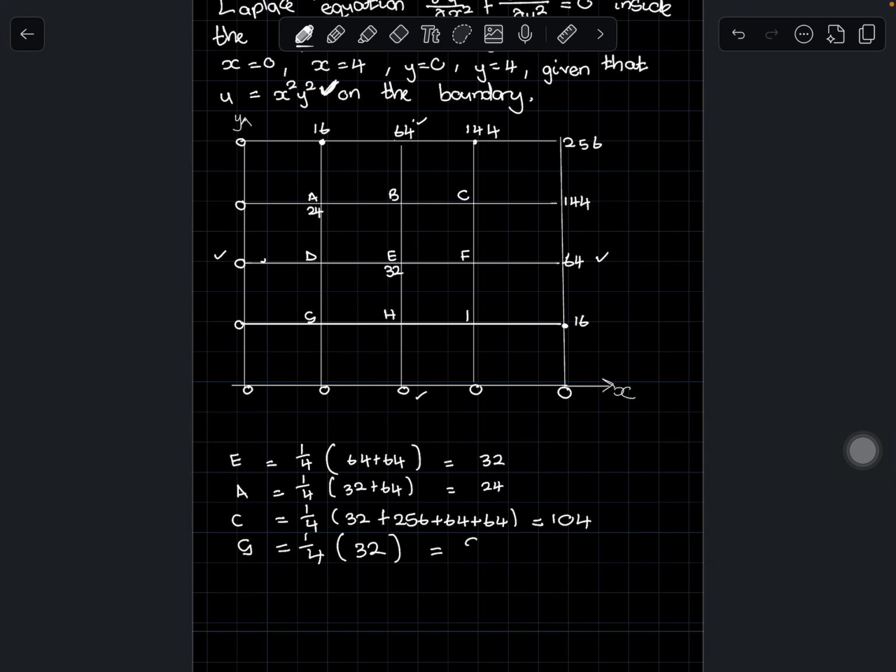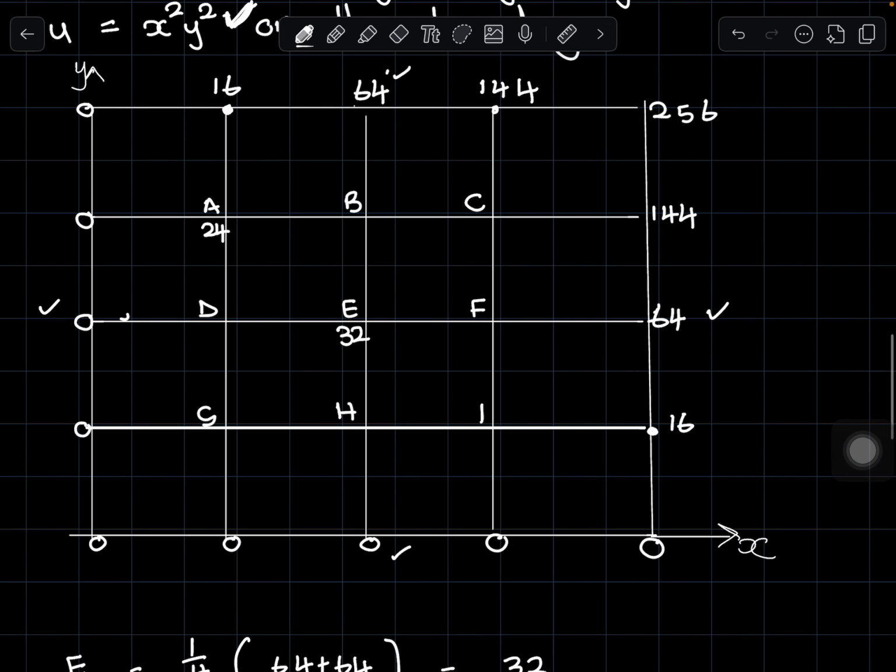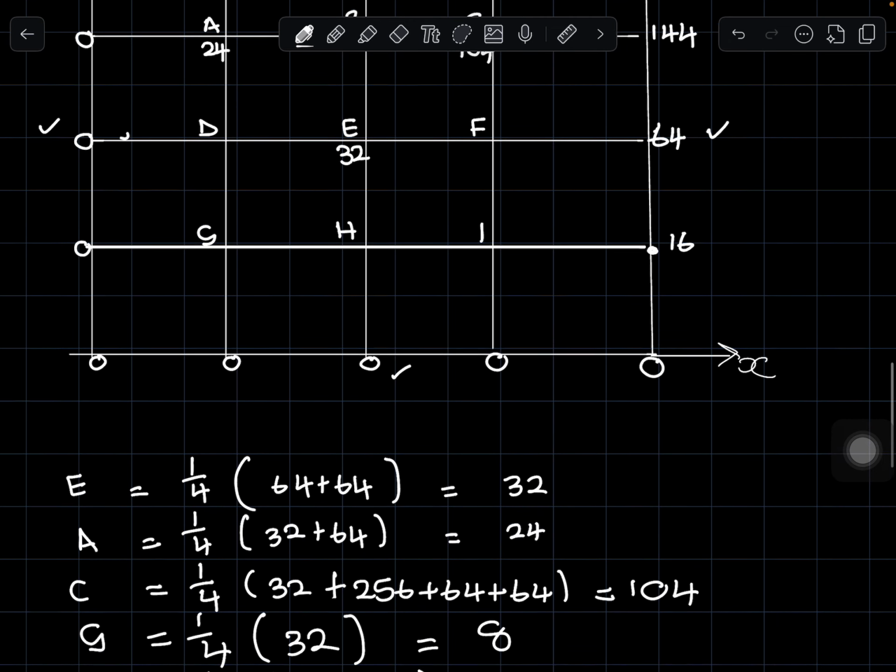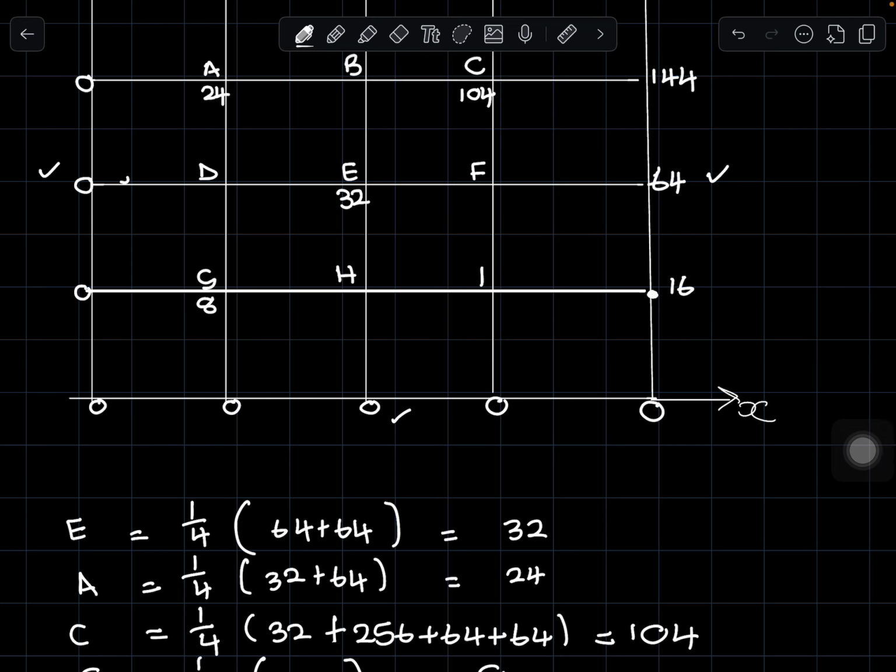Right. We do the same thing at I. At I, it's 1/4 of 32 plus 0 plus 64 plus 0. So it's 1/4 of 32 plus 64, which is 24, just like at A. Right, let me just indicate. So we said at A is 24, at C it's 104. At C is 104. Right, at G it's 8. At I is 24. Right.